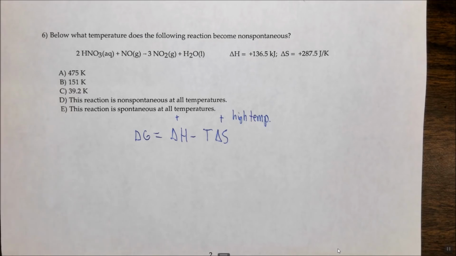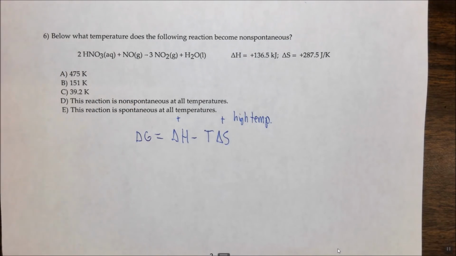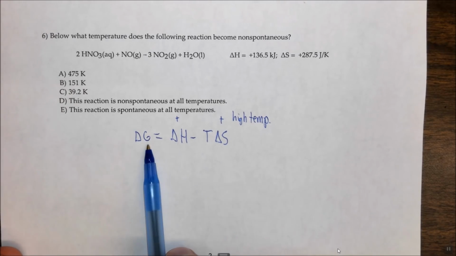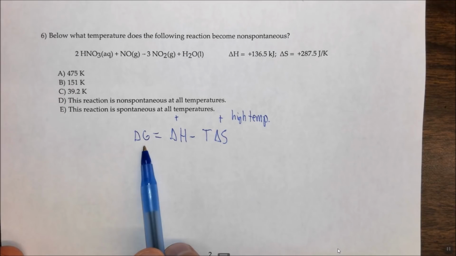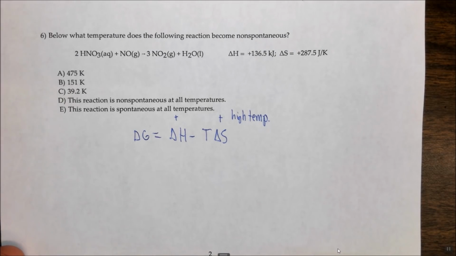spontaneous. Well, how do we figure out what that exact temperature is? Because it says below what temperature does this reaction become non-spontaneous? Well, we need to solve this reaction when delta G is 0. So before we do that, let's solve this reaction for T.